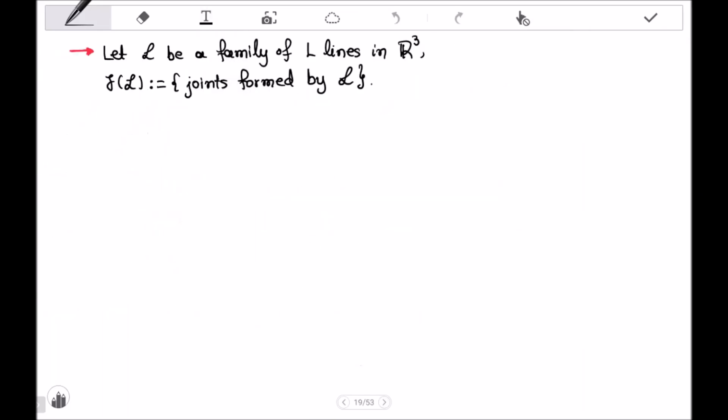So let's do examples for this. We said what the joints are last time. So let's take a family of lines in R3, and let's say J of L is the set of joints that they form. Let me remind you what the joint is.